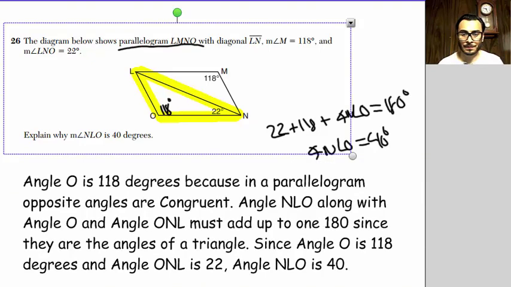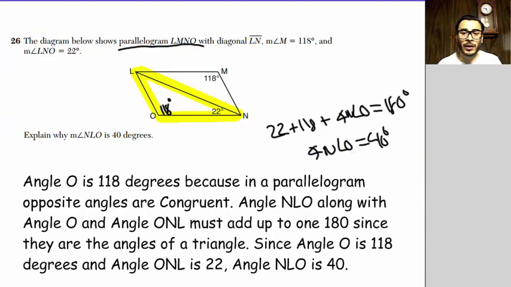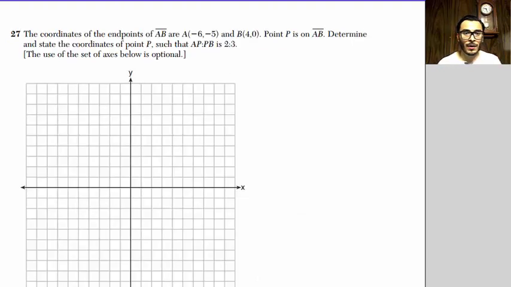So let's write that down. It says angle O is 118 degrees because in a parallelogram, opposite angles are congruent. Angle NLO along with angle O and angle ONL must add up to 180 since they are the angles of a triangle. Since angle O is 118 and angle ONL is 22, angle NLO is 40.